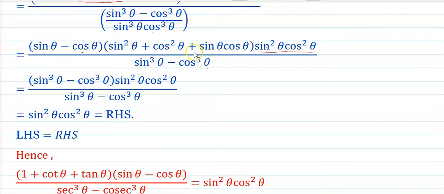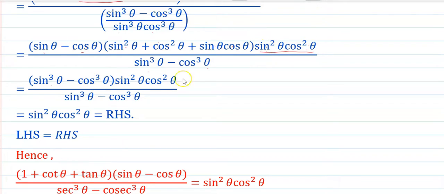This is nothing but the expansion of sin cube theta minus cos cube theta. Sin theta minus cos theta into sin square theta plus cos square theta plus sin theta into cos theta. This is the expansion of sin cube theta minus cos cube theta.